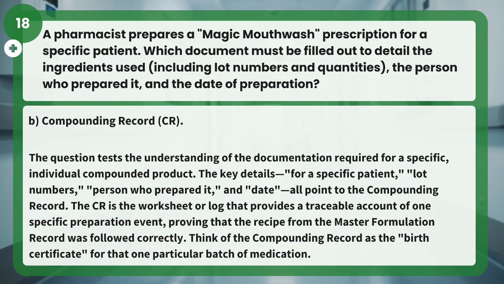Answer: B. Compounding Record, CR. The question tests the understanding of the documentation required for a specific, individual compounded product. The key details, for a specific patient, lot numbers, person who prepared it, and date, all point to the compounding record. The CR is the worksheet or log that provides a traceable account of one specific preparation event, proving that the recipe from the master formulation record was followed correctly. Think of the compounding record as the birth certificate for that one particular batch of medication.